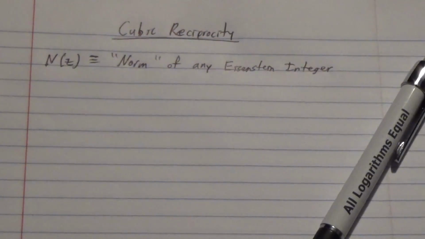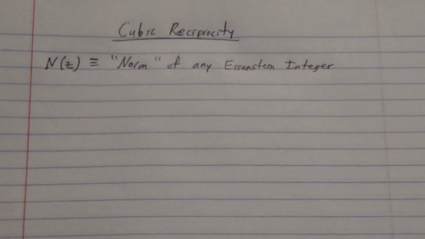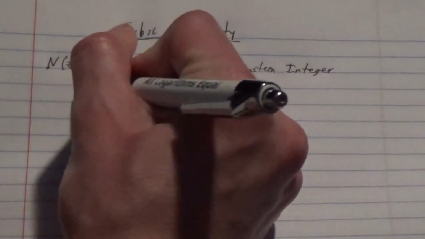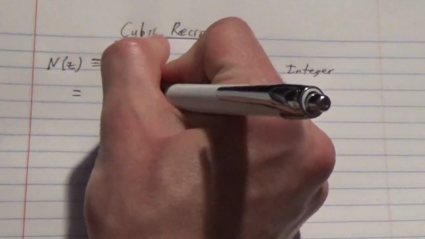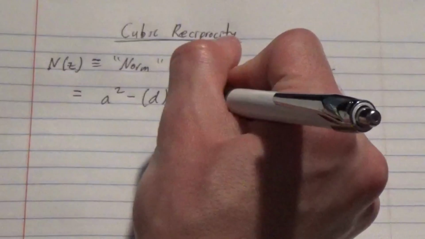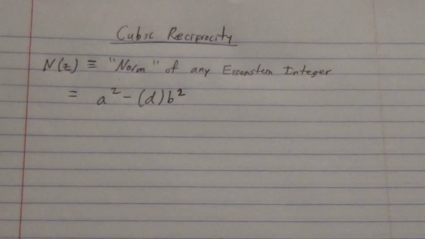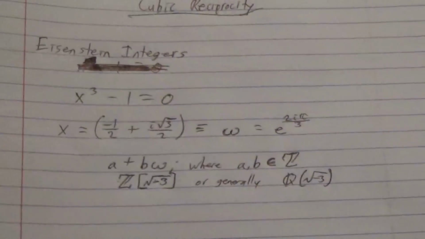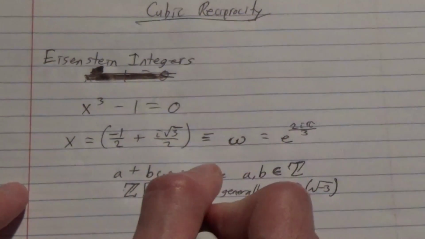this norm function is usually, but not always, but for many of these types of rings, it's defined to be a squared minus the quantity of d times b squared, where d is basically the radicand of the other number by which we're extending the integers. So if you look here, in this case, it's really the radicand here.